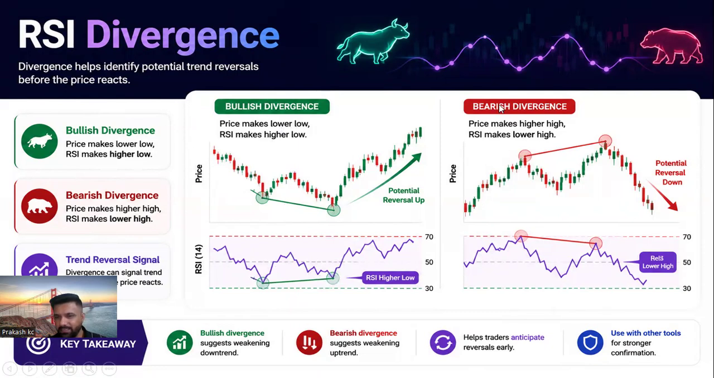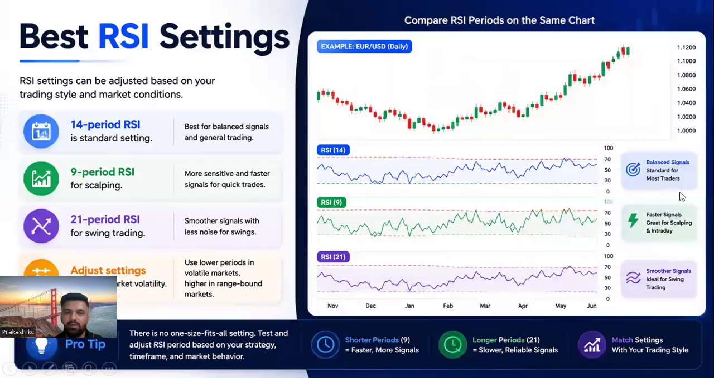In case of bearish divergence, the price makes a higher high. Here you can see the high, and this high is more than the previous high. So higher high. At the same time, RSI makes a lower high. So here you can see this high is not equal to this high. That is the confirmation. You can understand whether RSI shows a potential reversal up or a potential reversal down.